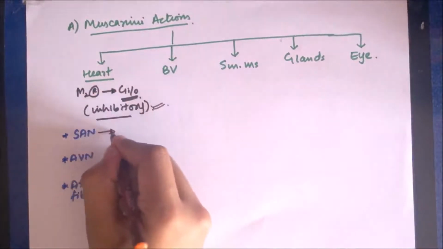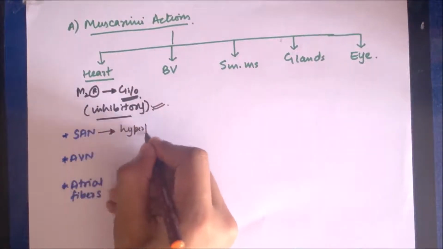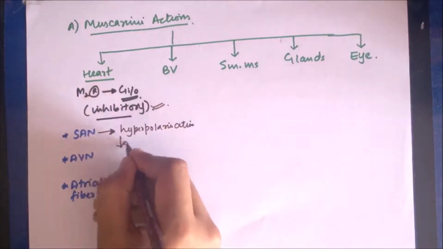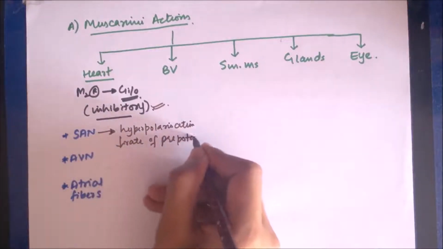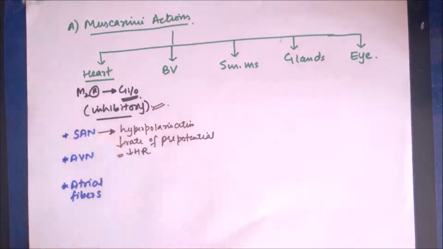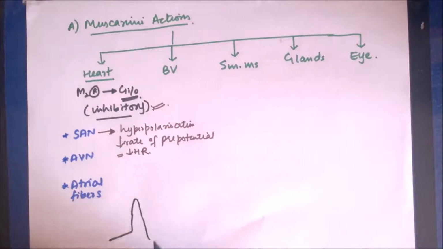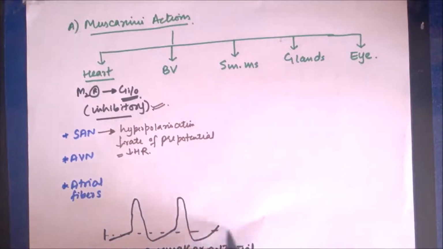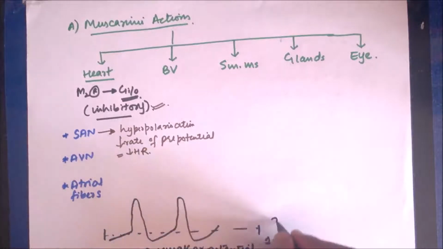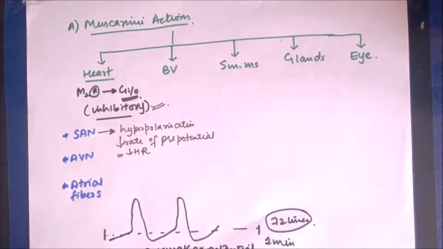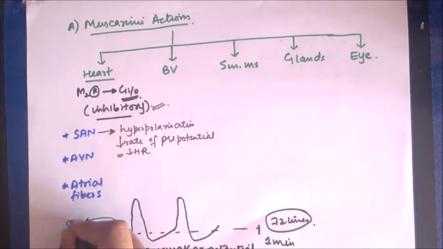Now, as they are inhibitory subtype, the stimulation of these receptors by acetylcholine causes hyperpolarization in SA nodal fibers, and it also decreases the rate of generation of prepotential, which results in decrease in heart rate. So if this is the normal pacemaker potential of SA node, and this is the duration of 1 minute, these cycles are repeated about 72 times in 1 minute in a normal individual. So this phase is called the prepotential, and it occurs because of opening of funny channels and entry of sodium through it.